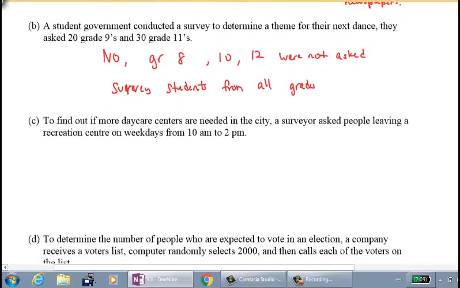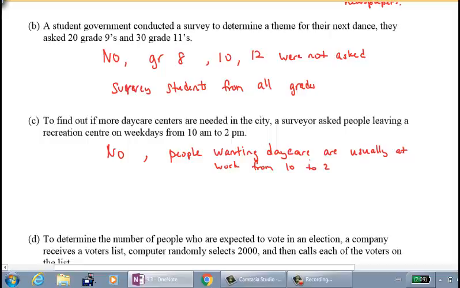How about part C? Find out if more daycare centers are needed for the city. The surveyor asked people leaving a rec center on weekdays from 10 to 2. Is this valid or not? You would probably say no. Who really wants daycare? Well, it's people who work during the day. So people wanting daycare are usually at work from 10 to 2. So you probably wouldn't be getting a good representation of the population that you want.